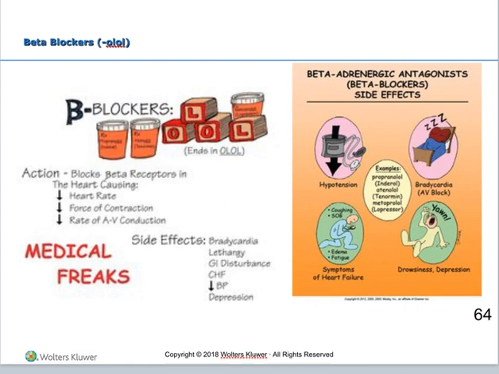These can cause heart failure, chest pain, fluid retention, nausea, vomiting, diarrhea. They can mask the signs and symptoms of low blood sugar. We should never abruptly stop taking a beta blocker because it can cause rebound hypertension, chest pain, arrhythmias.